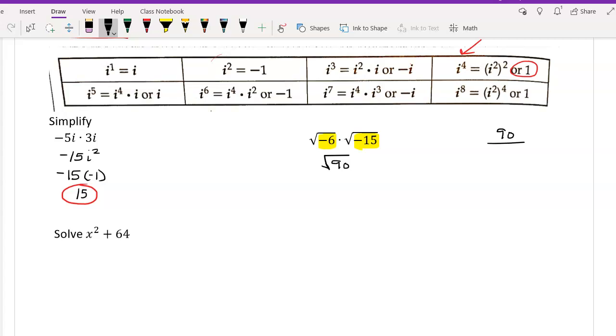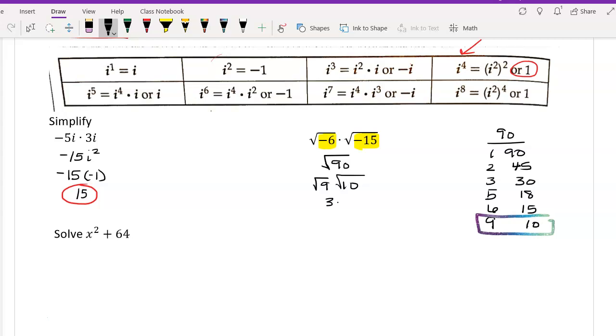The factors of 90: 1, 90. 2, 45. 3, 30. 4 does not go into it. 5, 18. 6 goes into it 15 times. 7 does not, 8 does not, but 9 goes in 10 times. So which one is our largest perfect square? In this case, it is that 9 value. So I break this down: the square root of 9 times the square root of 10. Well, we know the square root of 9 is 3, and the square root of 10 is just the square root of 10. And there's that answer.